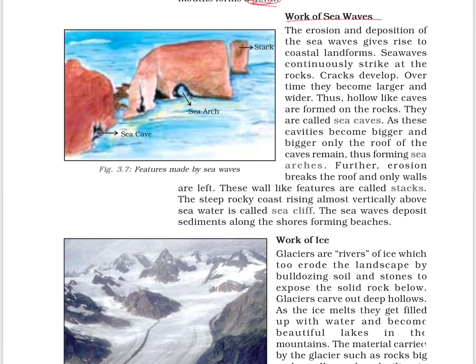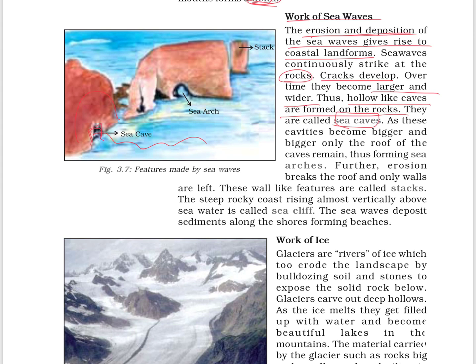Next we have work of sea waves. So the erosion and deposition of the sea waves gives rise to coastal landforms. Sea waves continuously strike the rocks, so cracks develop. Over time they become larger and wider. Thus hollow-like caves are formed on the rocks. These are called sea caves. So here you can see there is a rock. Due to the continuous wave movement, there is a cave formed. This is called sea cave.